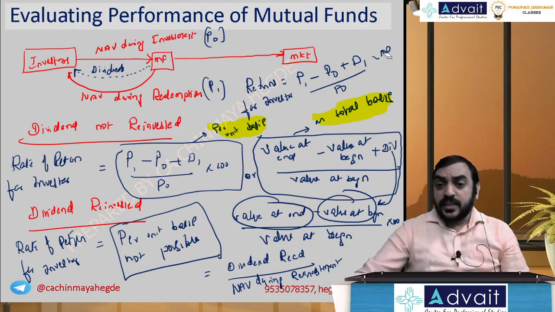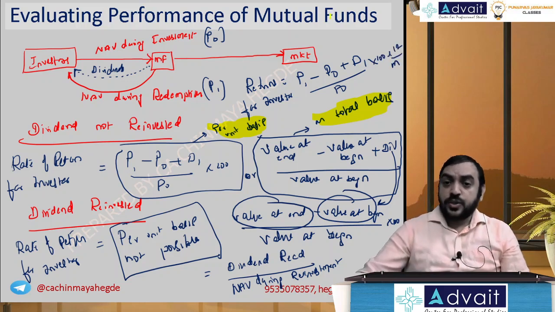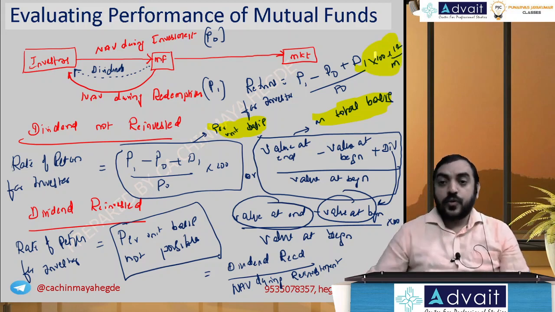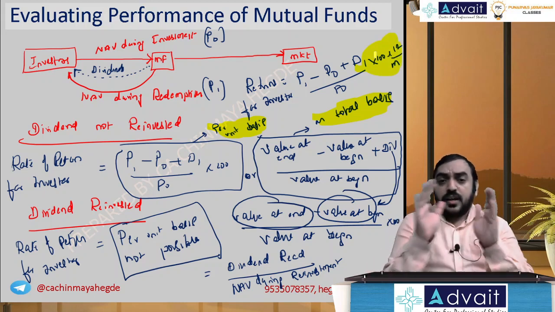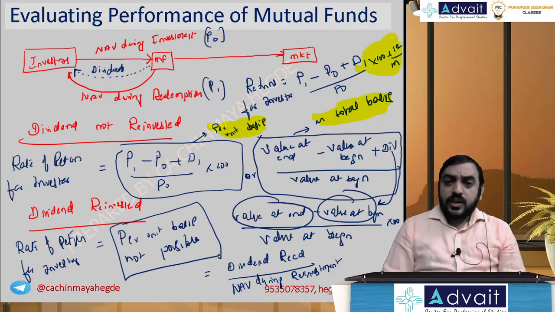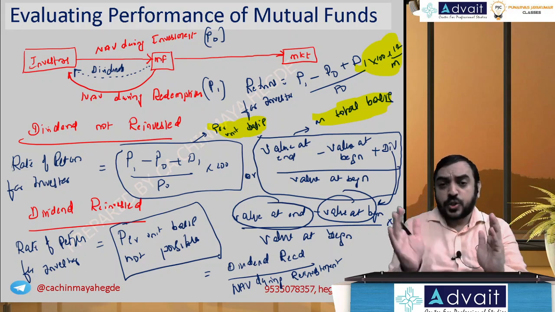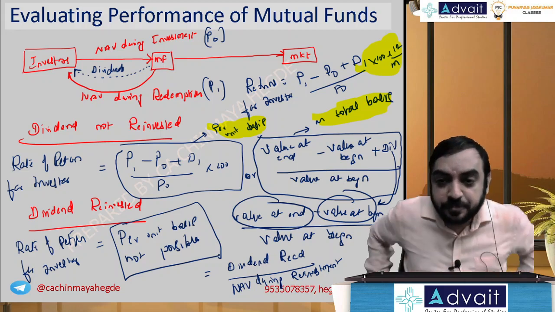And also, please write down this return for investor here: into 100 into 12 by M. Please make sure you write this into 12 by M for annual basis. Okay, this is the structure of it. When you do numericals later, you'll understand better. But if you have any doubts conceptually, get it clarified.